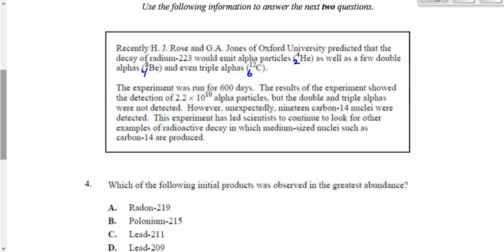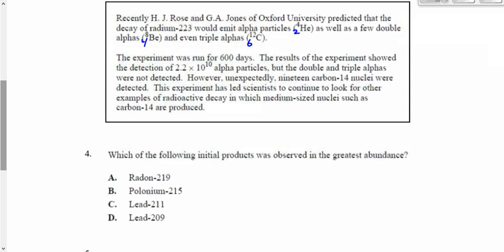The experiment was run for 600 days. The results showed the detection of this many alpha particles, but double and triple alphas were not detected. So we predicted we're going to see alphas, doubles, and triples, but we really only saw alphas. 19 carbon-14 nuclei were detected here. Which of the following initial products was observed in the greatest abundance?